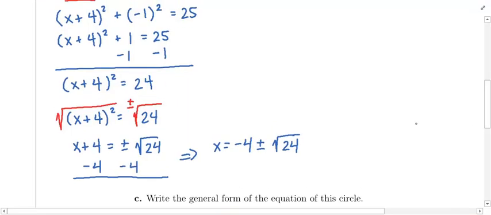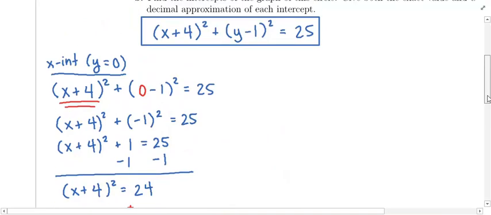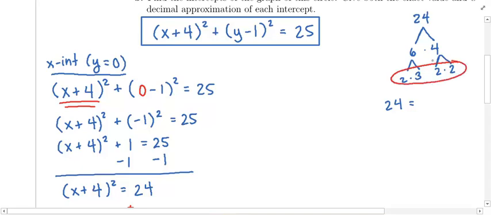Let's go up here and try to build a factor tree for 24. 24, one pair that works is 6 times 4 is 24. Then 6 breaks down into 2 times 3, and 4 breaks down into 2 times 2. None of these numbers, the 2's and the 3's, break down any further, so we circle the numbers at the end of the branches. 24 is the same thing as 2 times 2 times 2 times 3.